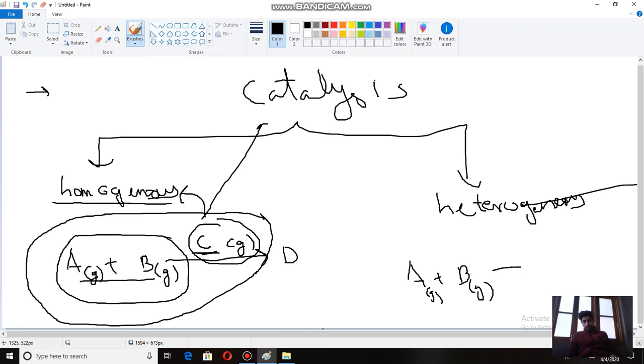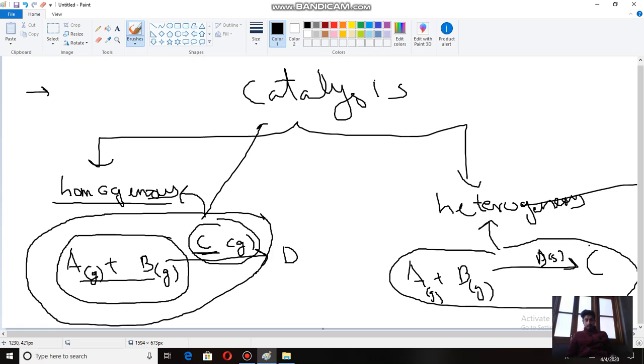And if we take an example like this, A plus B, suppose this is gas and this is gas, and we use some catalyst D which is in solid state. Now this type of catalysis is known as heterogeneous catalysis. I hope it's clear.